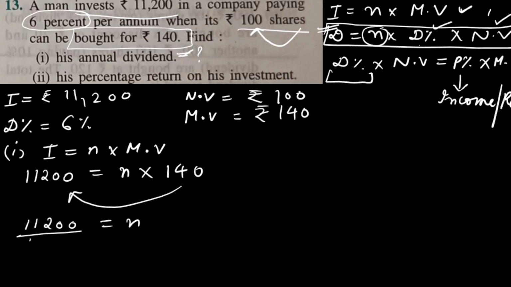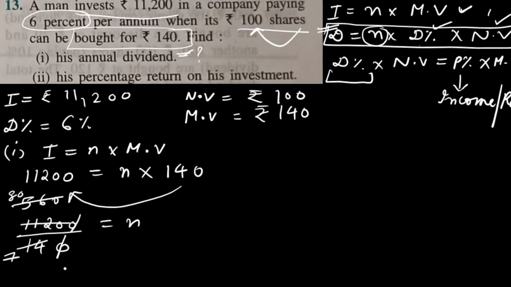When I'm shifting, this multiplication will be changed to division, right? So 10 and 10 will get cancelled. Now let's do the cancellation. First on 2's table we can do 2 into 5 is 10, 2 into 6 is 12, then 0. Then 2 into 7, right? 7 into 8 is 56, 10 we can write.